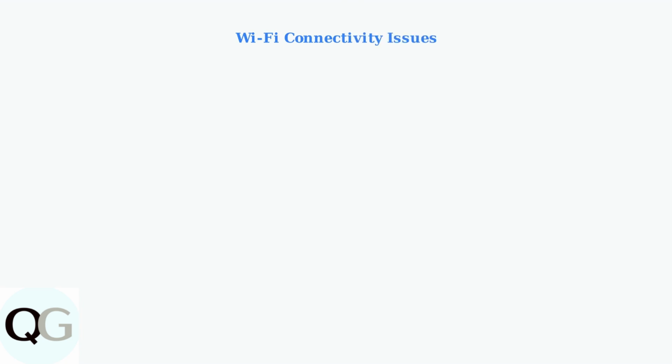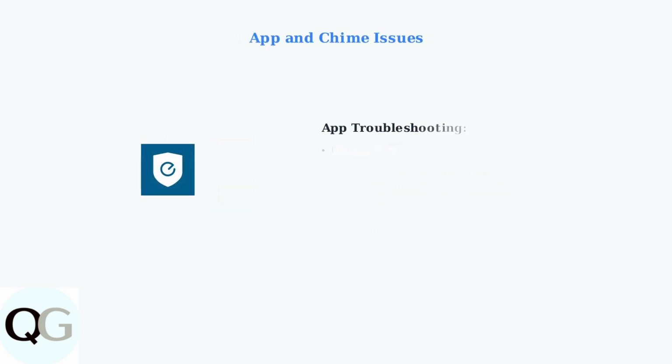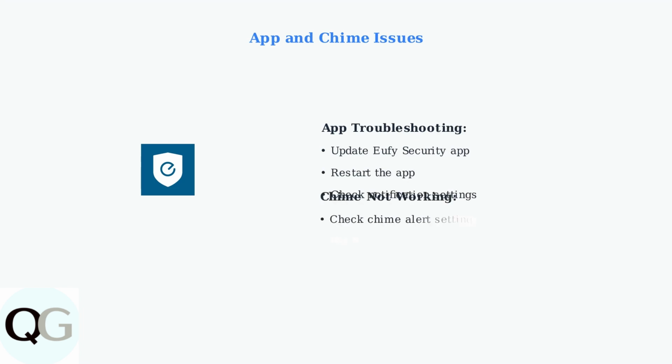If your doorbell is offline, Wi-Fi connectivity is the most likely culprit. Eufy doorbells require a stable 2.4 gigahertz network connection and sufficient signal strength to function properly. App glitches can cause offline issues, so ensure your Eufy security app is updated to the latest version. For chime problems, verify the chime alert settings in the app and check all wiring connections.